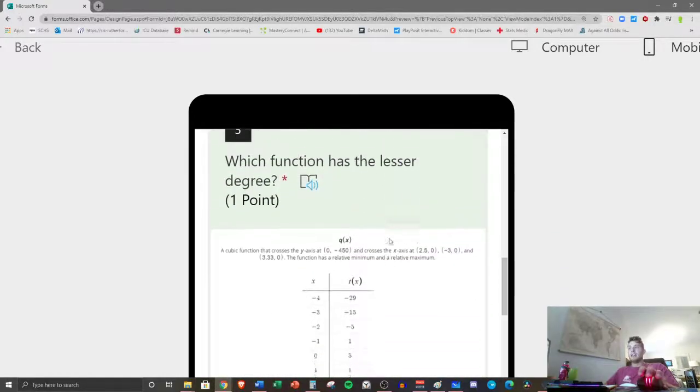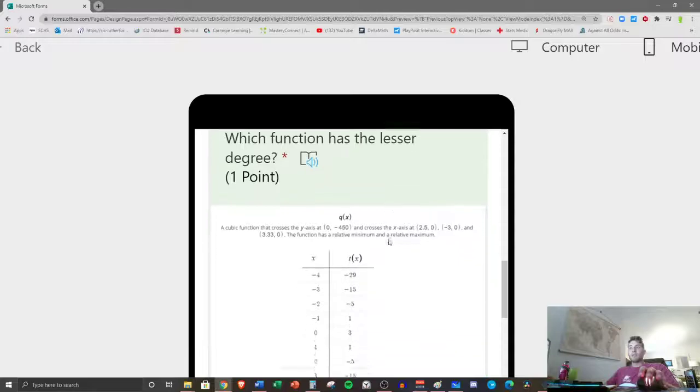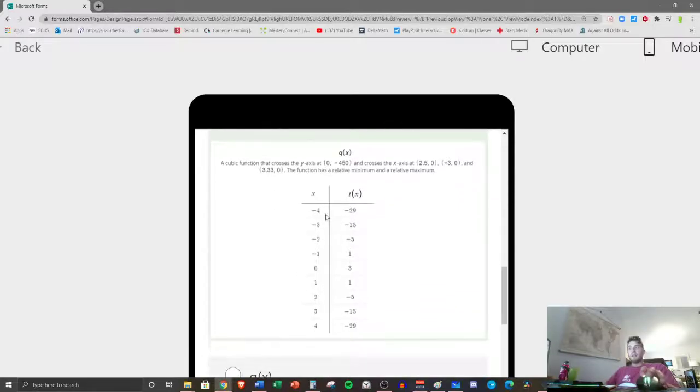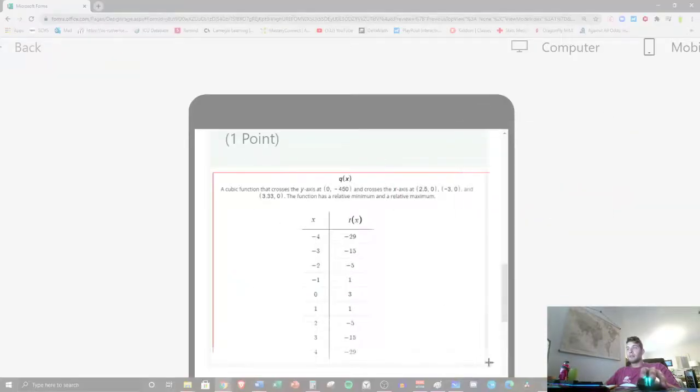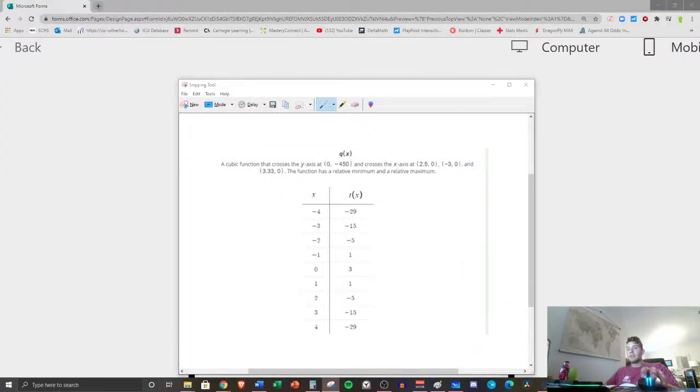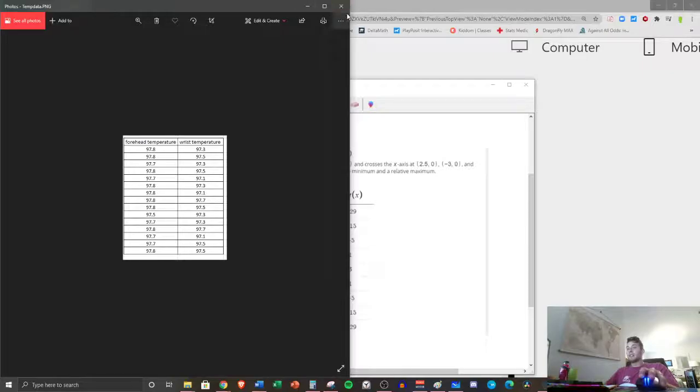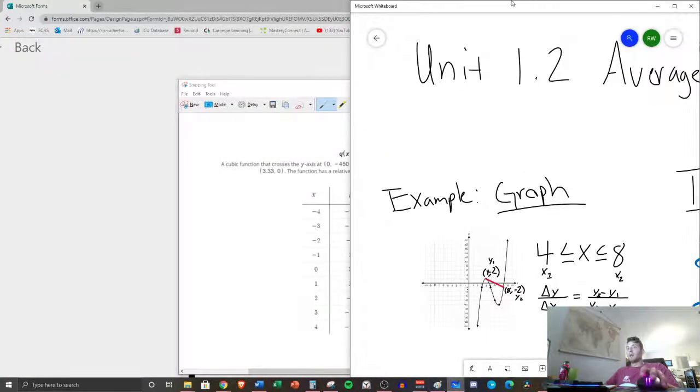All right, next. Which function has the lesser degree? So first off, I need to write on this a little bit, so I'm going to do that. Let me copy this. We'll pull this up on my whiteboard.